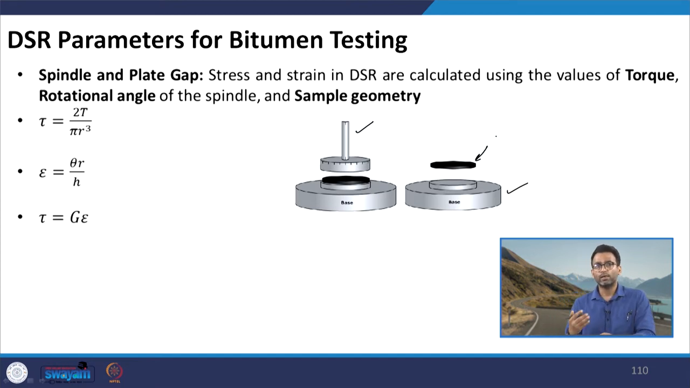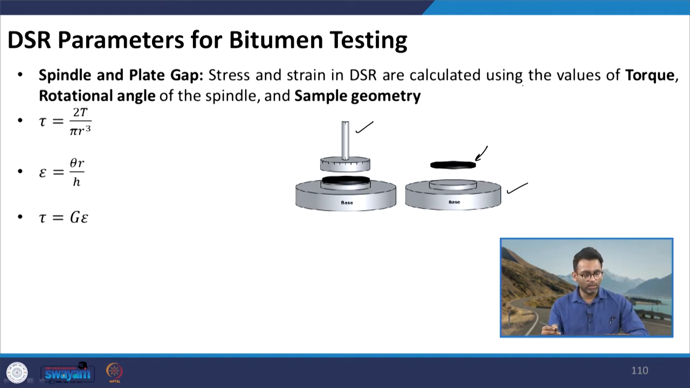So the DSR basically can apply torque to the sample, and it can monitor the amount of movement which it is undergoing. So with respect to these two parameters, other parameters are calculated. The parameters which we discussed in the last class, that is the complex shear modulus, loss modulus, storage modulus and so on, are all derived parameters. But typically the DSR can only apply a given torque, and it can monitor the amount of movement which it undergoes when the spindle is oscillating or rotating over the sample.